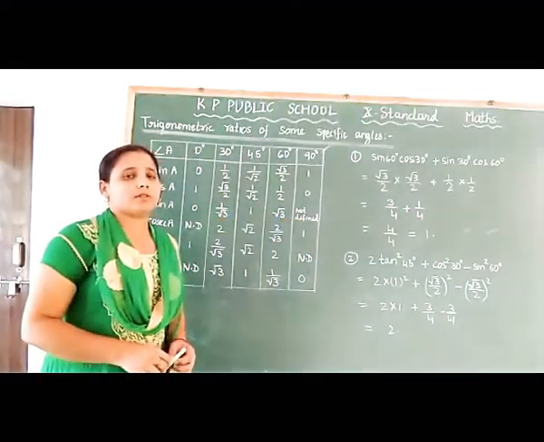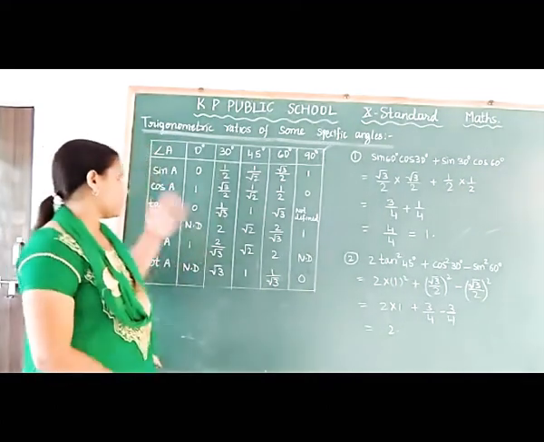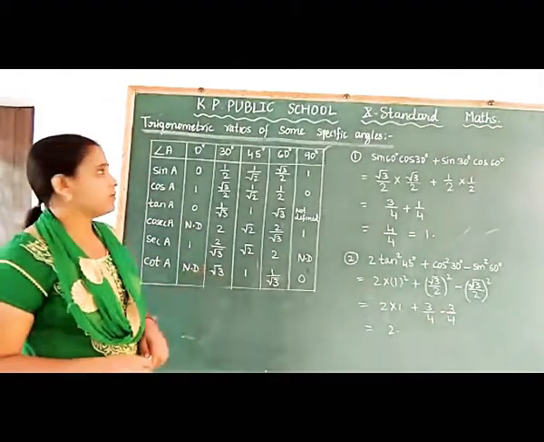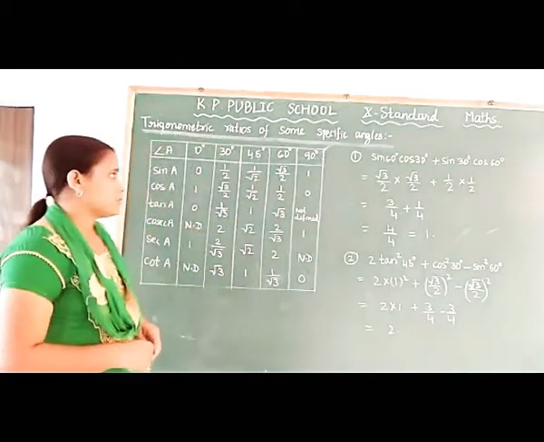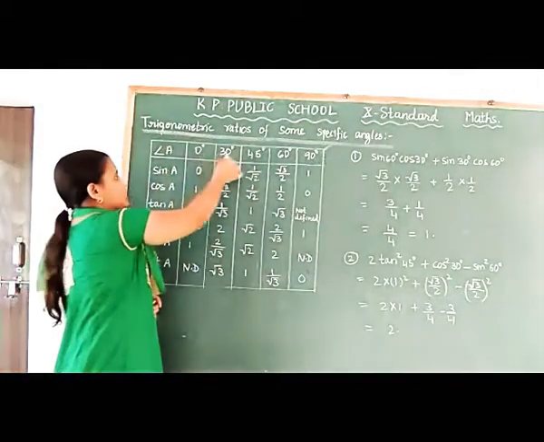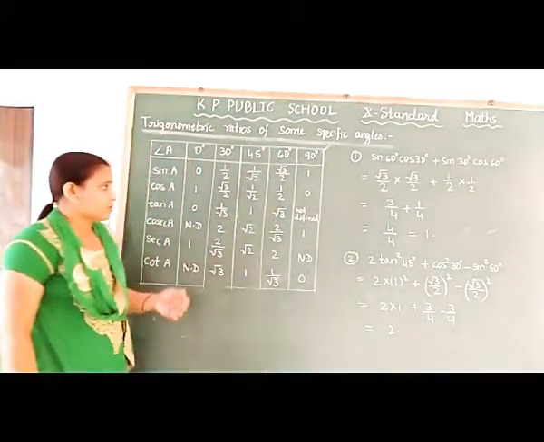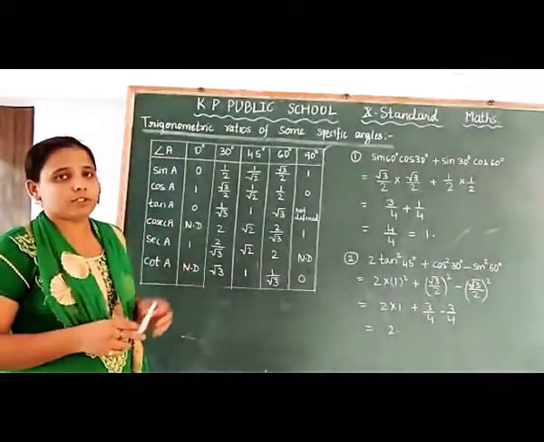Students, in the previous video of maths, we have studied trigonometric ratios, that is sine, cos, tan, cosec, sec and cot. In this video, we are going to study the trigonometric ratios of some specific angles. These angles are 0 degree, 30 degree, 45 degree, 60 degree and 90 degree. There is a way to find the values of these specific angles, but we will not mention it in this video.